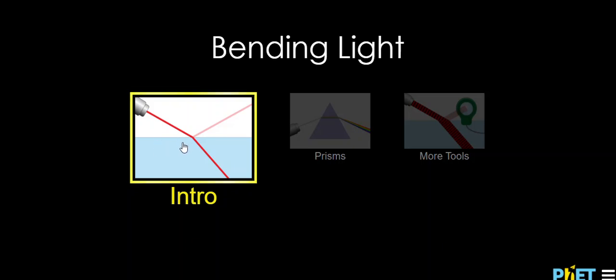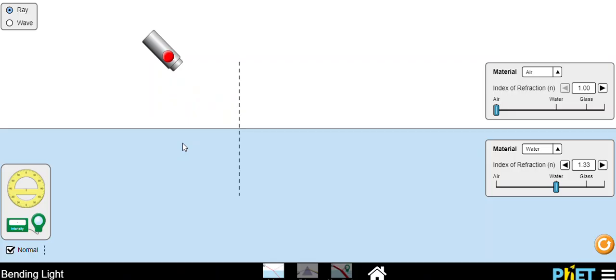So first we're going to click on intro, and then here we have the source of the rays, right? And I can just click on this and now I have the incident ray. There is this ray over here, the reflected ray, that is this one, and the refracted ray, that is this one.